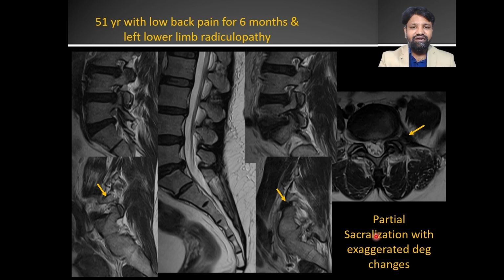And this partial sacralization with exaggerated degenerative changes is a frequent cause of back pain, and very frequently it is missed by the reporting team. So make sure to look for the transverse process of L5 on all cases. Make sure to appreciate this pseudoarthrosis in all cases so that you won't miss out on these cases.